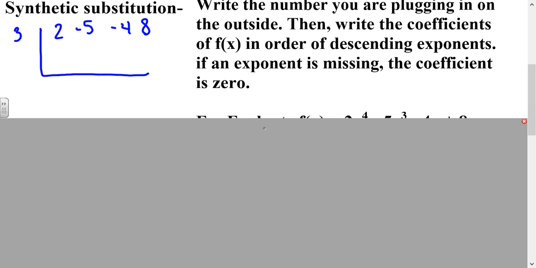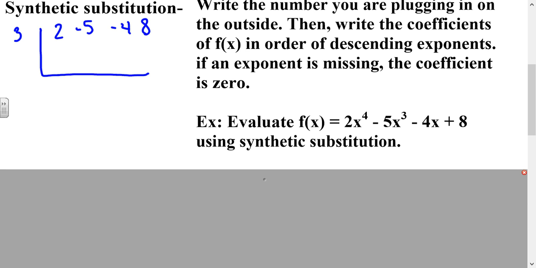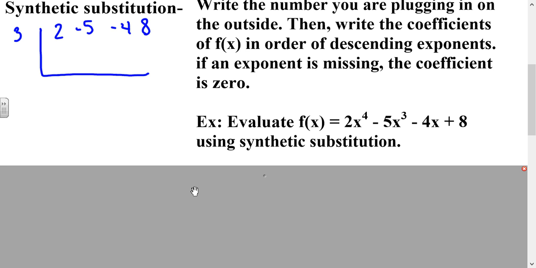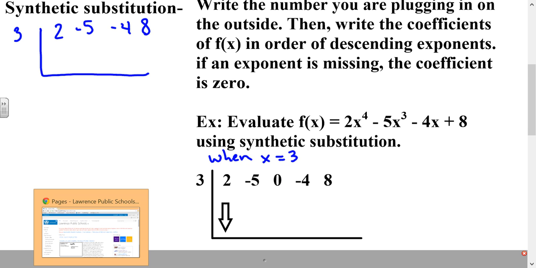So let's try an example of this. We're going to evaluate the same function, what I just did, and this should be when x equals 3 also. They have to tell you what to plug in. So we're going to do that same example, plugging in 3 for x. So we should end up with the same answer. So like I said, again, you set it up like this.